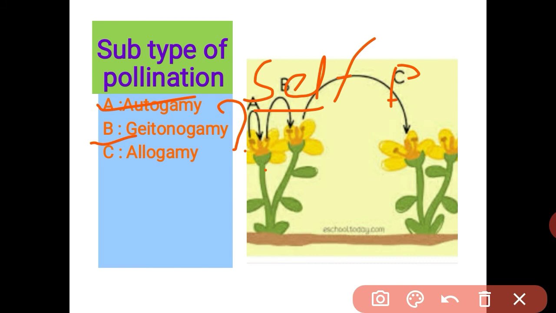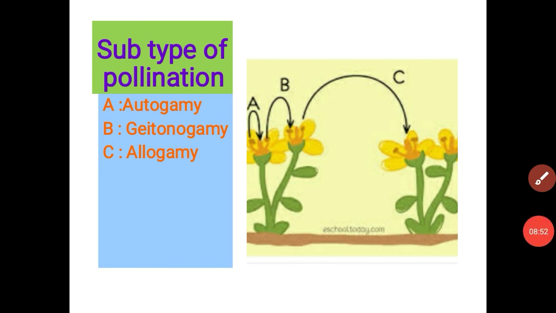Autogamy and geitonogamy are subtypes of self pollination, and allogamy is called cross pollination, because this process is carried out between two different flowers present on two different plants. Got it, student? What is meant by pollination, the types of pollination and the subtypes of pollination, which parts are required, and the process in pollination. The pollen grain is transferred from the anther to the stigma. This process is called pollination.